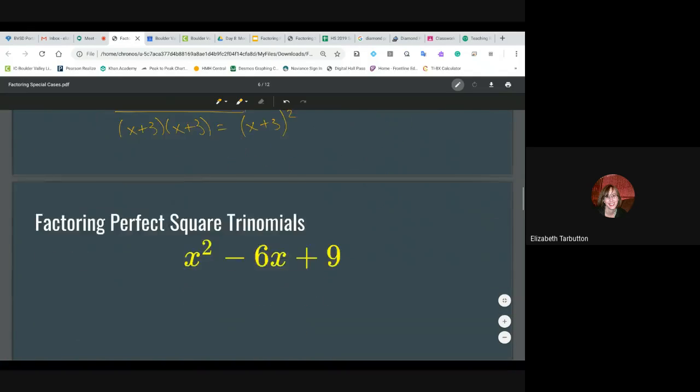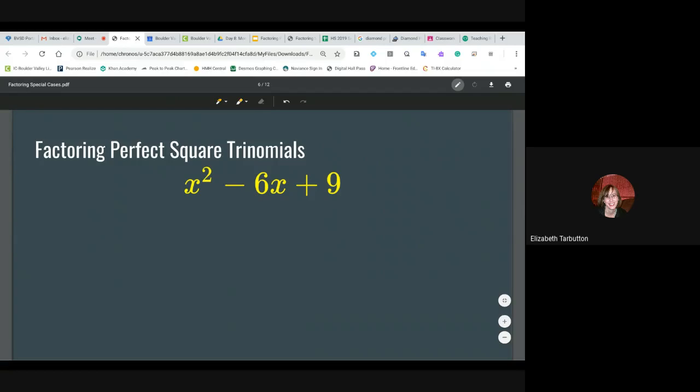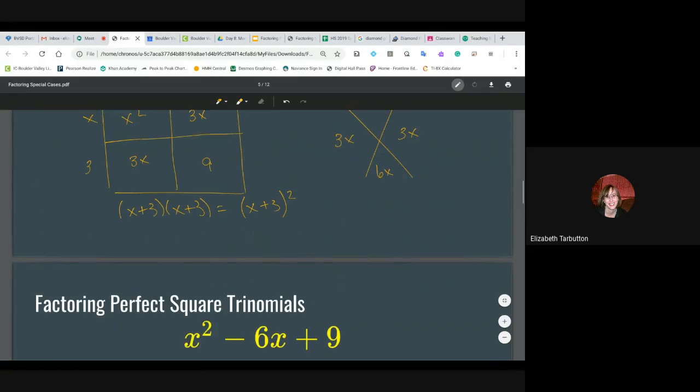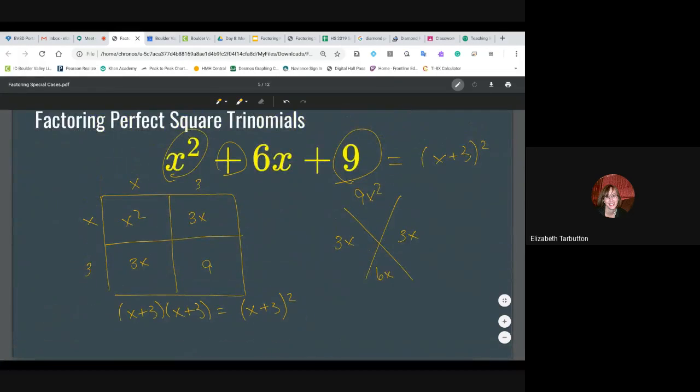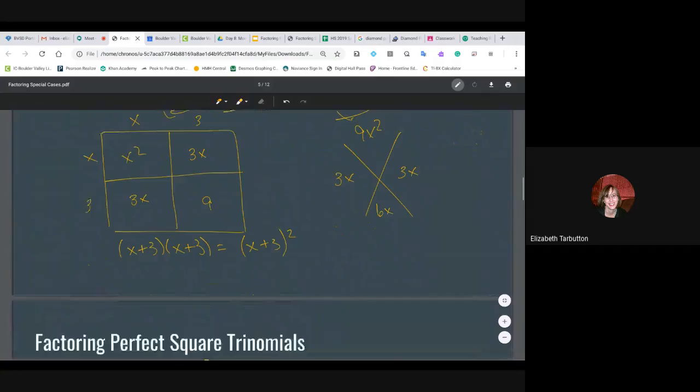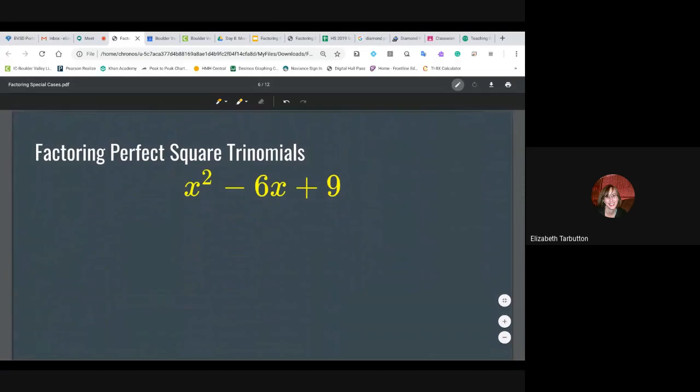Here's another perfect square trinomial. We know it's a perfect square trinomial because we have a perfect square here and we have a perfect square here. Okay, this one's a little different though because we have a subtraction sign here where we had an addition sign in this last one. Right here we had an addition sign. So we just need to take into account something here.